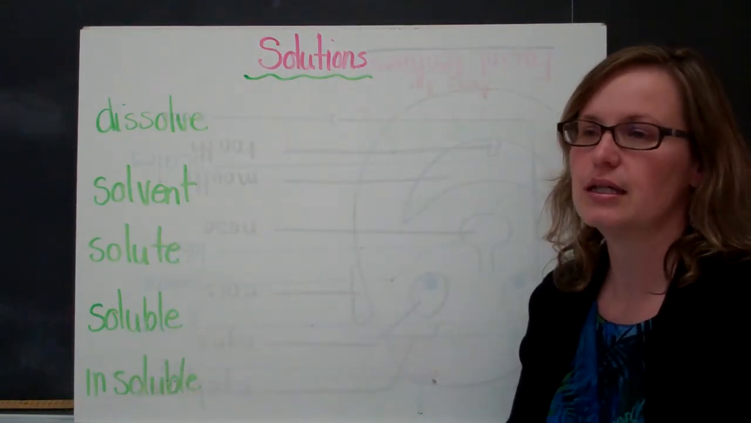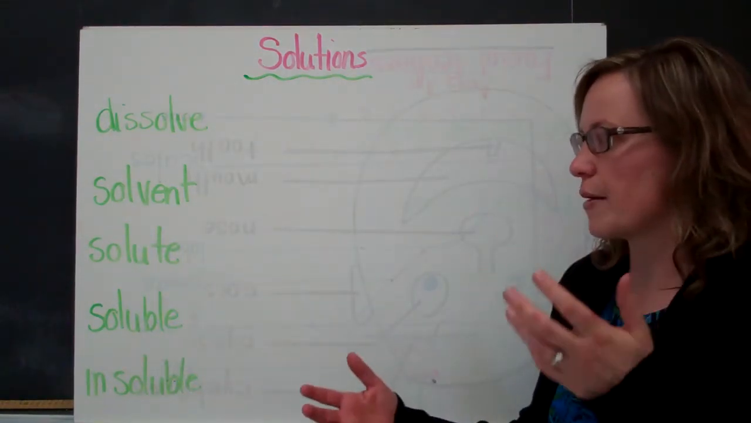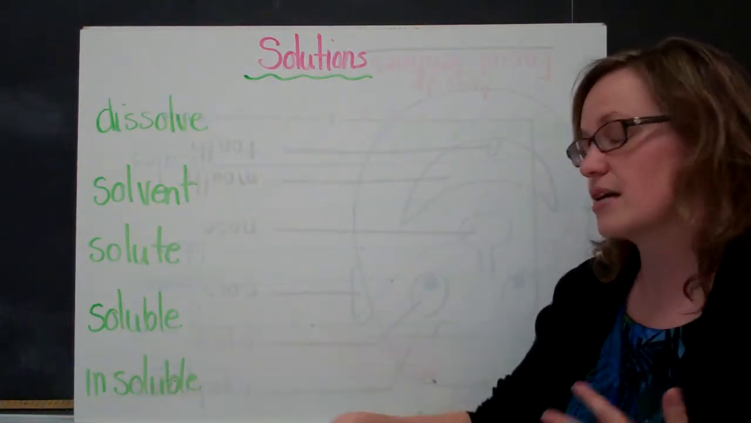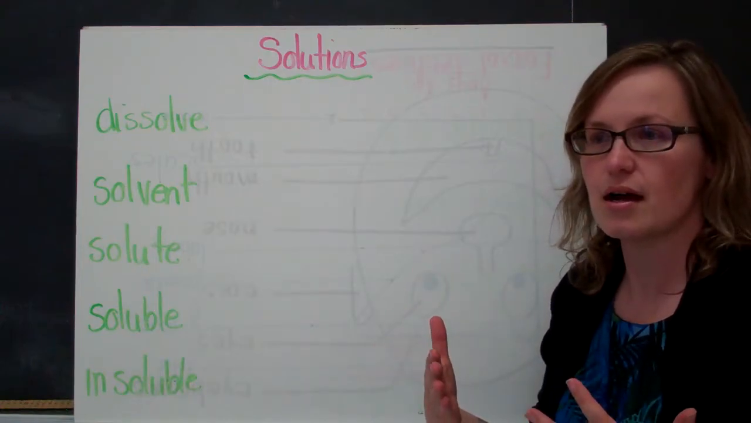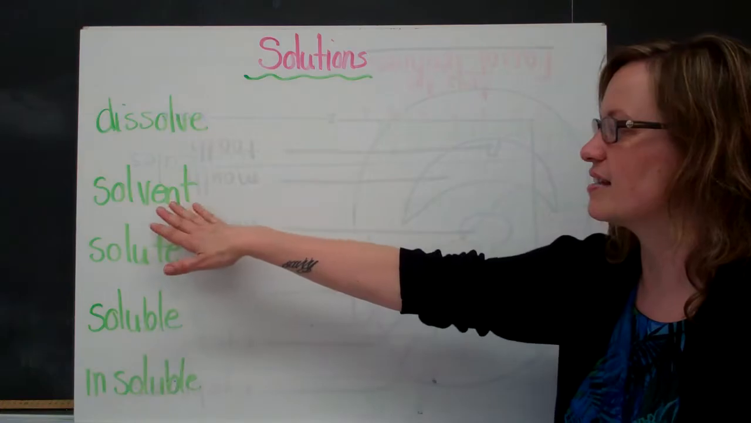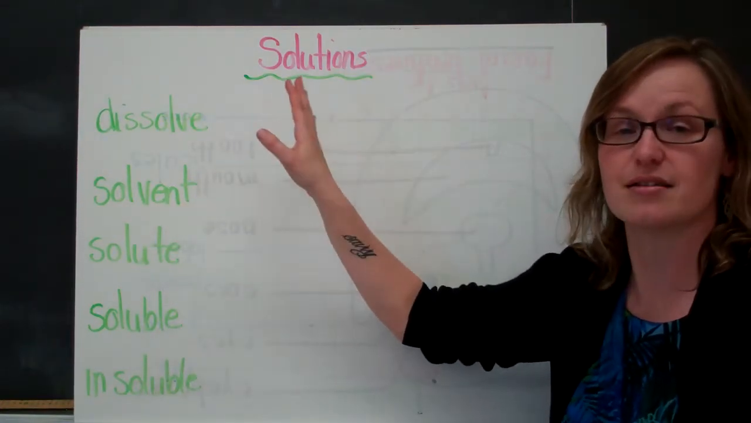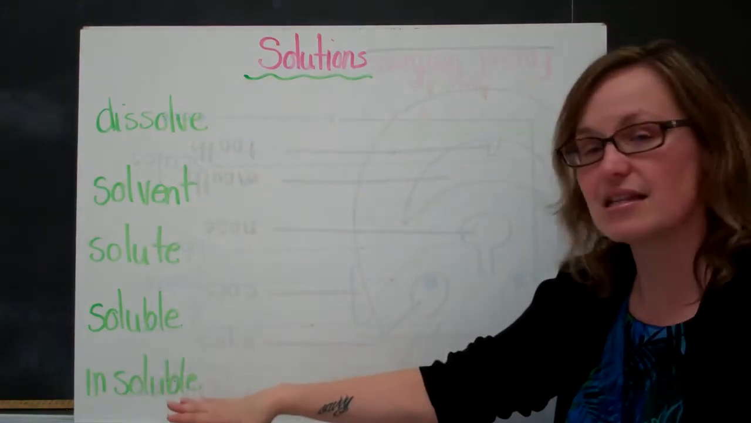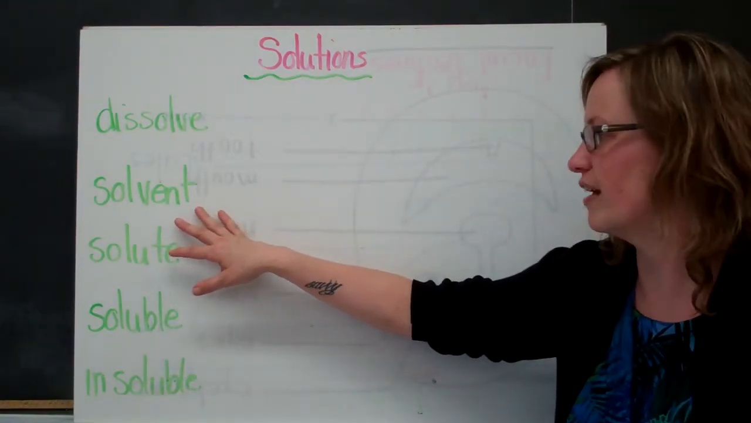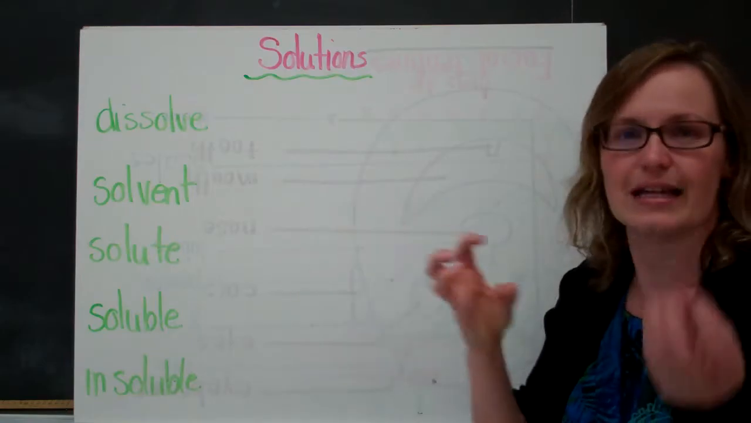Soluble, insoluble. Soluble describes how well the solute can dissolve in the solvent. A solute is soluble when it completely dissolves in a solvent to create a solution. It is insoluble if it cannot completely dissolve in the solvent, and so you can see that separation in matter.